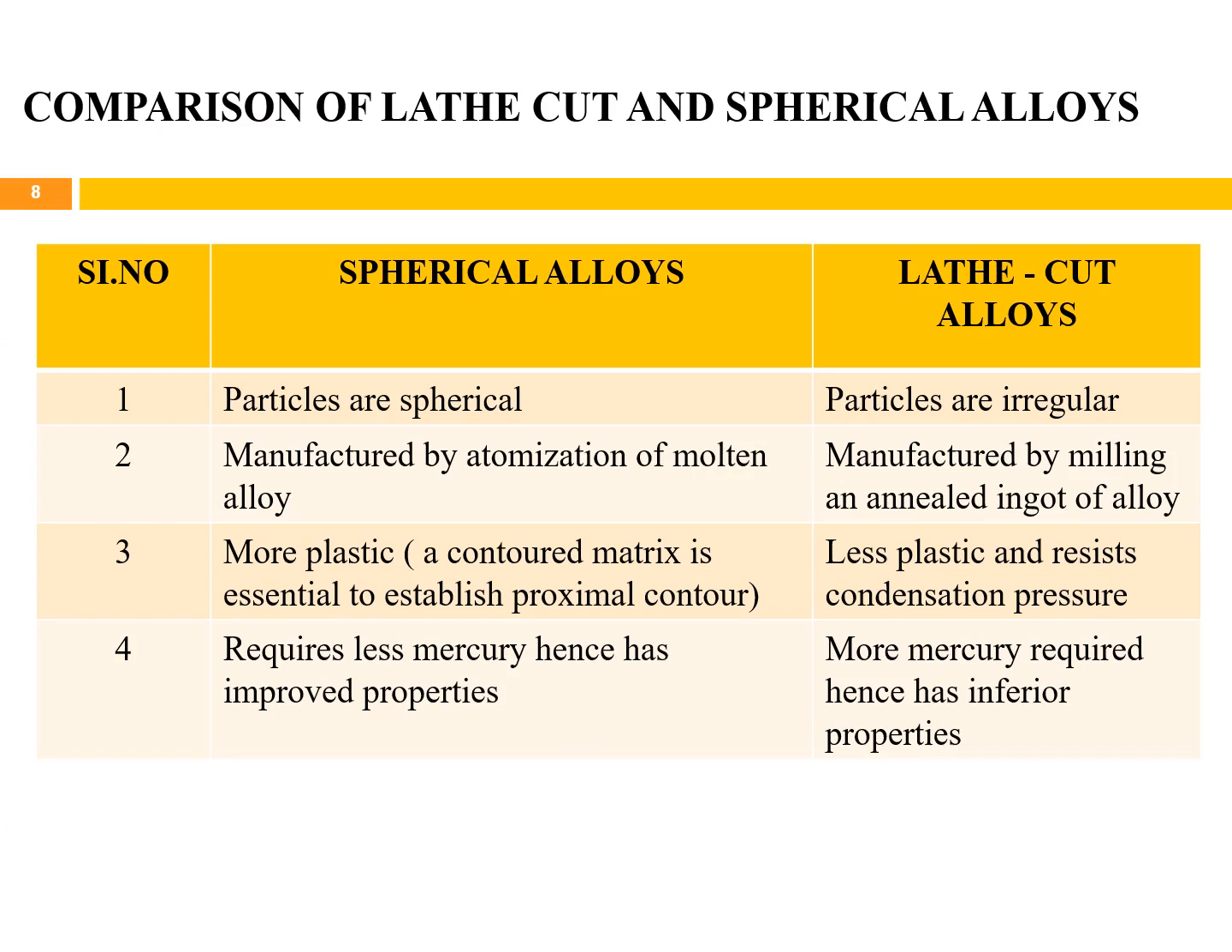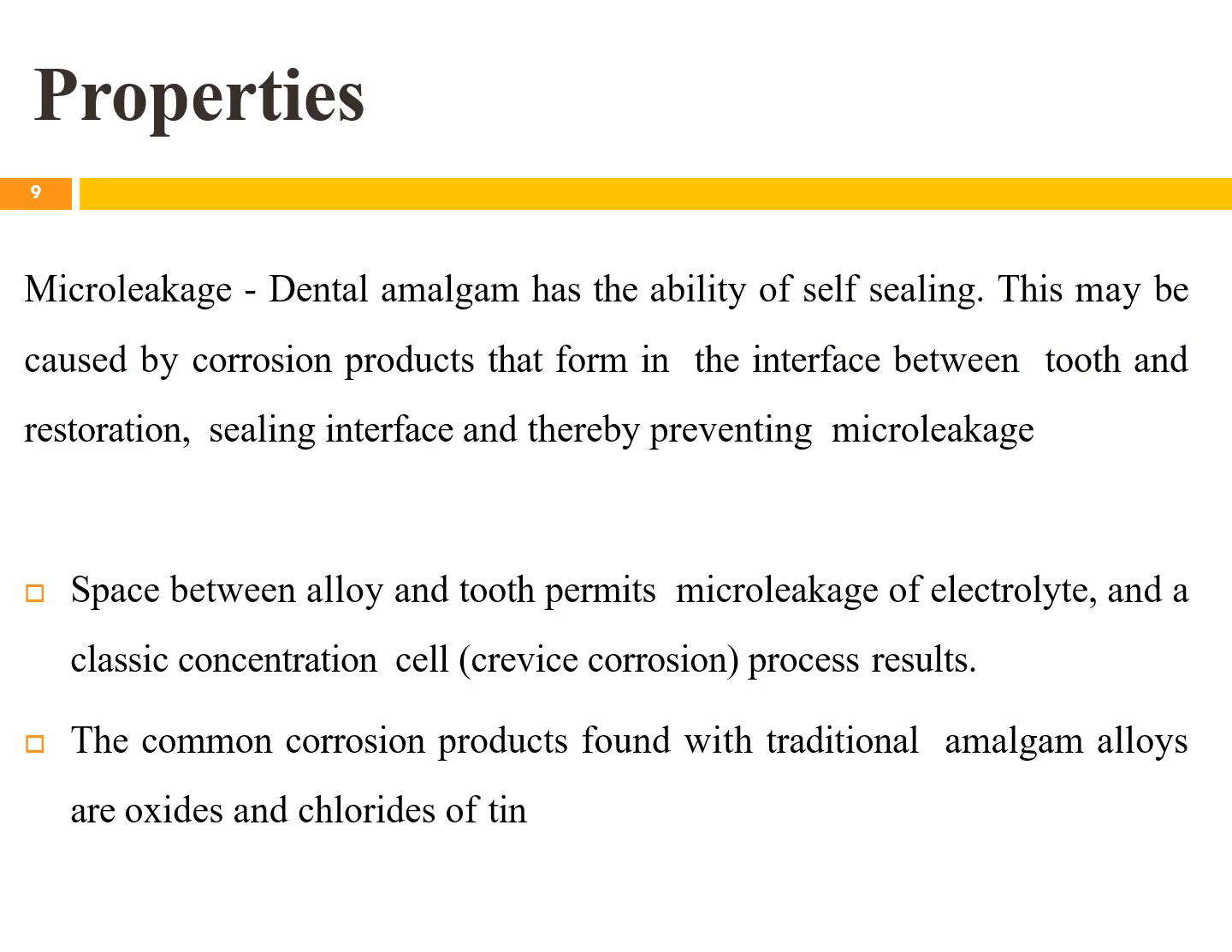In the comparison between spherical and lathe cut alloys, spherical particles require less mercury, hence have improved properties, while lathe cut particles are irregular in shape and require more mercury, hence have inferior properties. The main problem is that the space between the alloy and tooth permits micro leakage of electrolyte, and a concentration cell results. The common corrosion products found with the traditional amalgam alloys are oxides and chlorides.